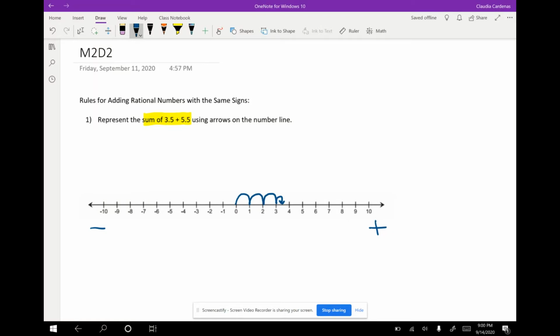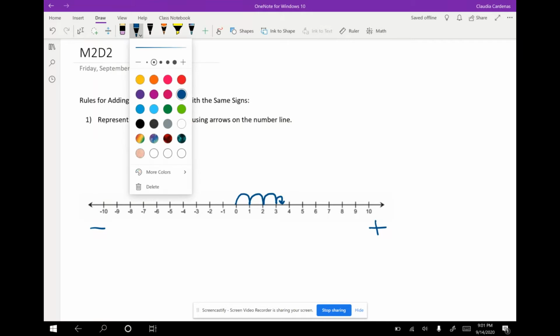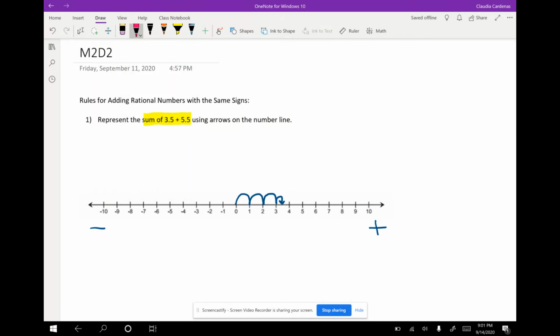Awesome. Let's show 5.5. So if I'm adding this to 3.5, then I am counting in the positive direction this many more times. So let's go 5.5 more. So 1 whole jump, 2, 3, 4, 5, and then half of 1 whole. And so we land on 9. Okay, so what is the total of 3.5 and 5.5? As we can see on our number line, it is 9.